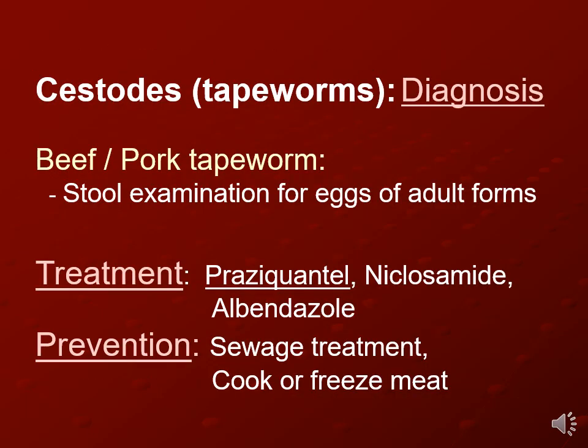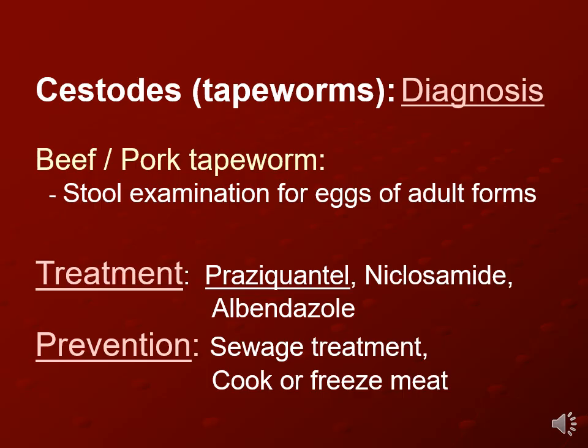Now, again, the diagnosis is by stool examination for the eggs of the adult form. So we look for the eggs to diagnose infection in humans, the eggs by stool examination. Treatment is praziquantel, one dose of praziquantel. This is the recommended treatment, but it's not available in Beirut and in Lebanon, so we go back to the older treatments of niclosamide or the second best, albendazole.